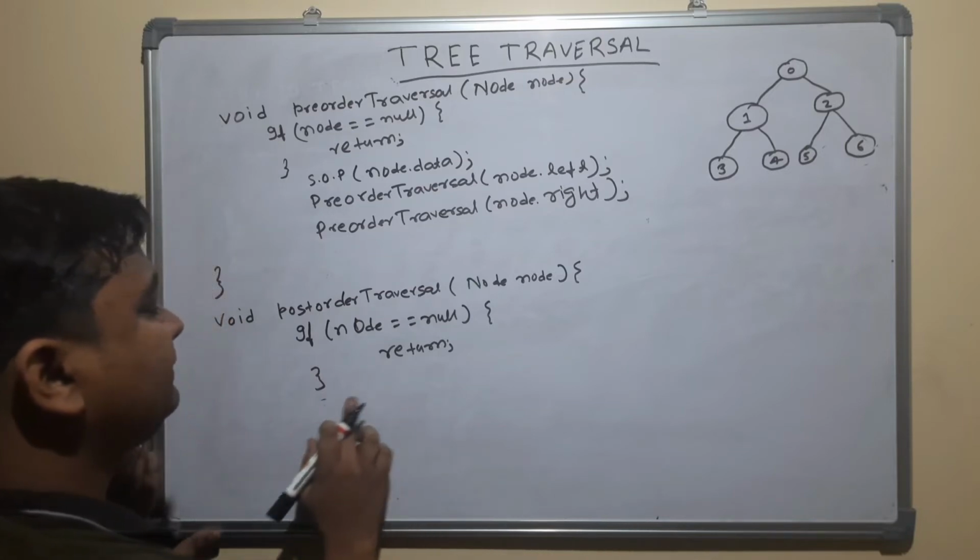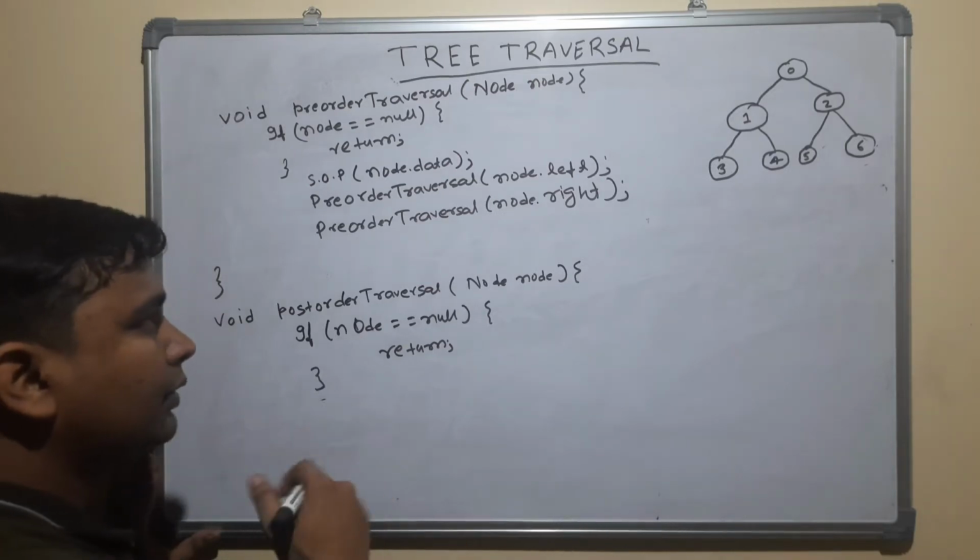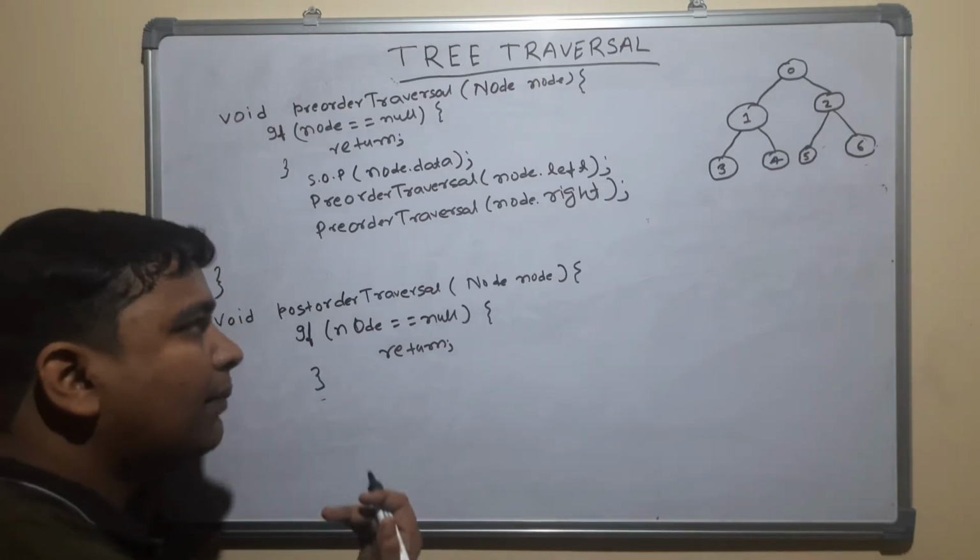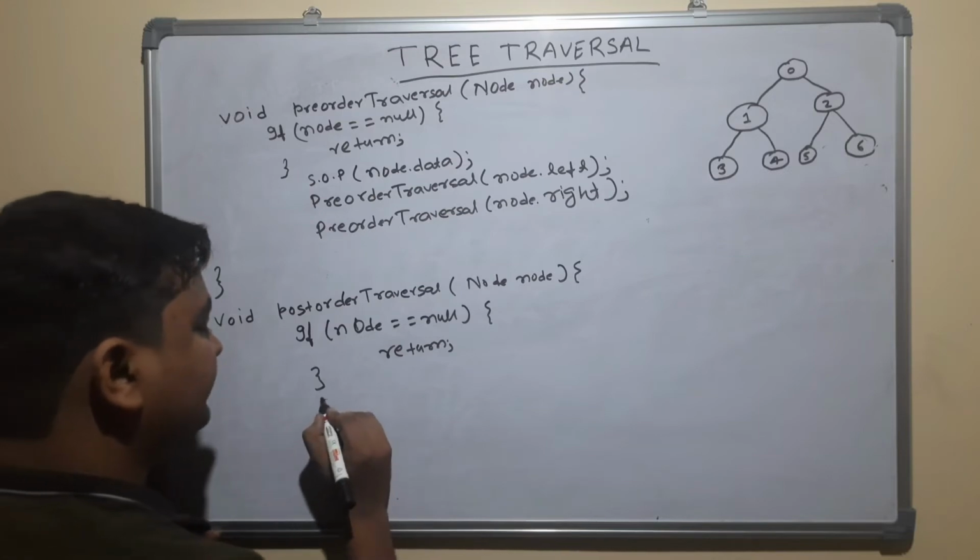In post order, what happens? First left, then right, and the root will be processed after both subtrees.